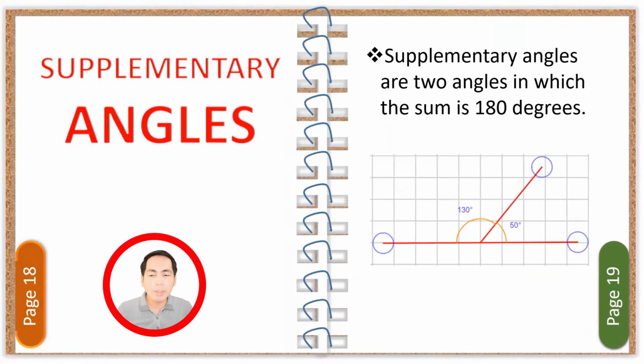How about supplementary angles? When we say supplementary angles, these are also two angles in which the sum of their measures is equal to 180 degrees. So an example given here, we have 130 degrees and another angle that measures 50 degrees. So 130 degrees plus 50 degrees will give us 180 degrees, and they are supplementary angles.